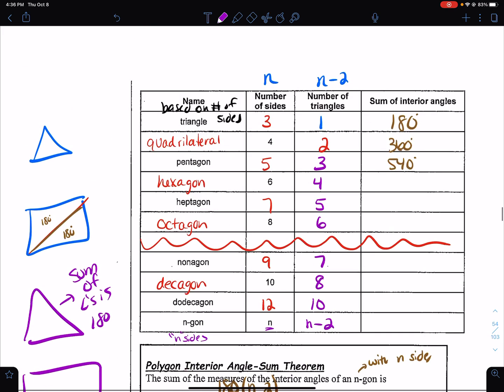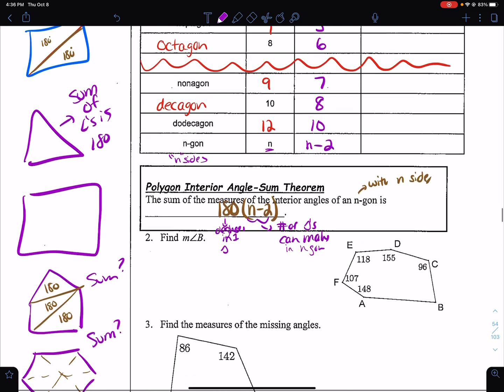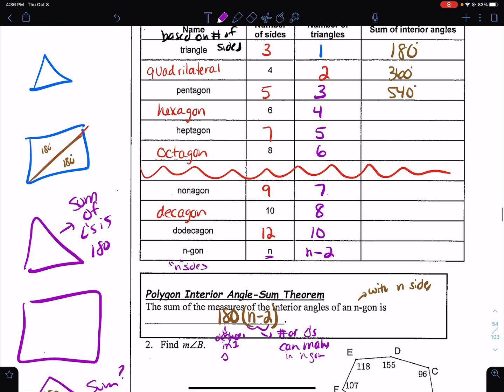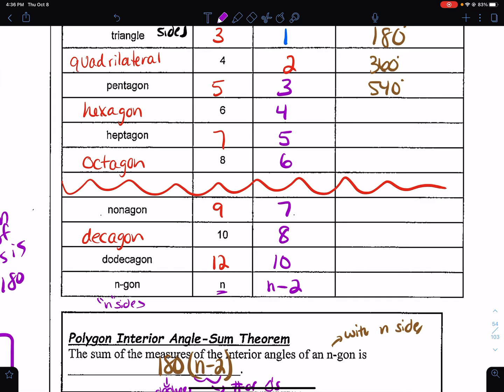So for instance here, if it has 6 sides, that means we can make 4 triangles. And if it can make 4 triangles, 4, which is n minus 2, times 180, would be 720. The number of triangles I can make in a 7-sided figure is 5. So each of those triangles has 180 degrees, so that'll bring us up to 900.